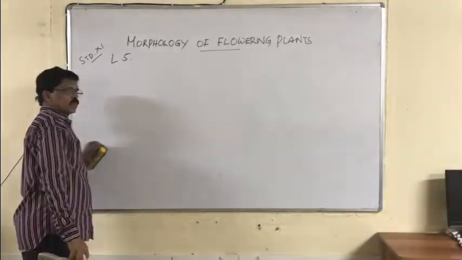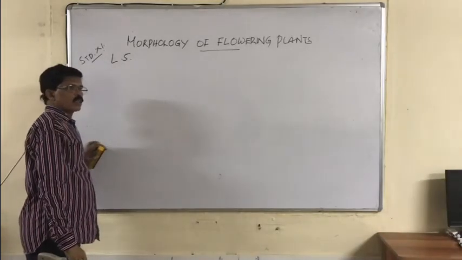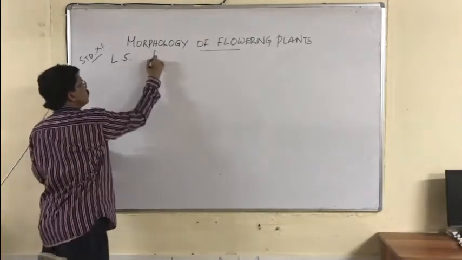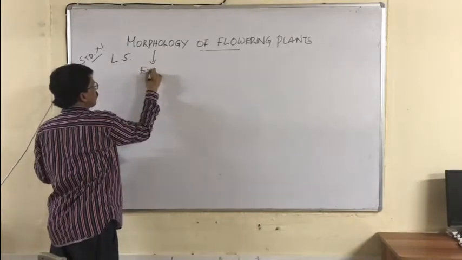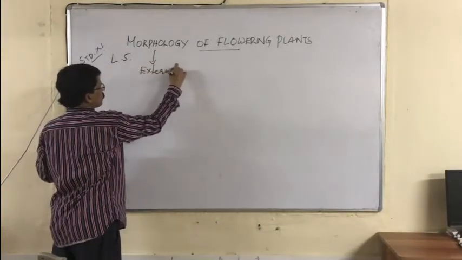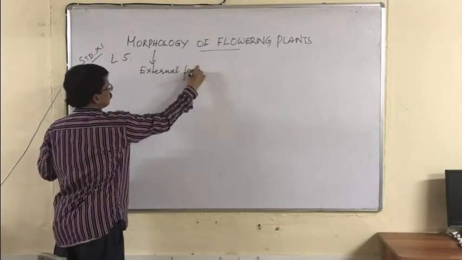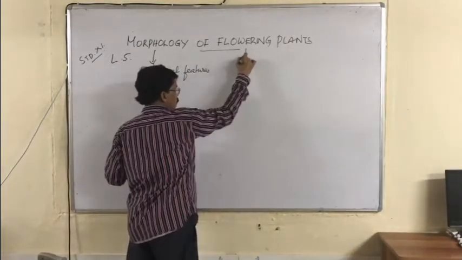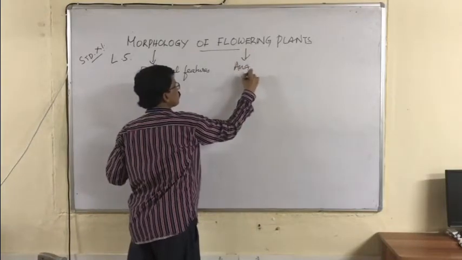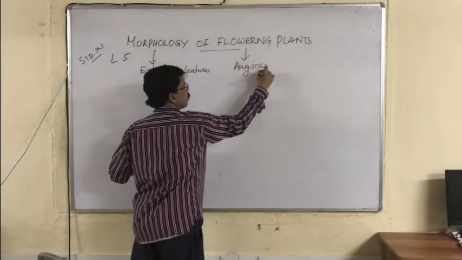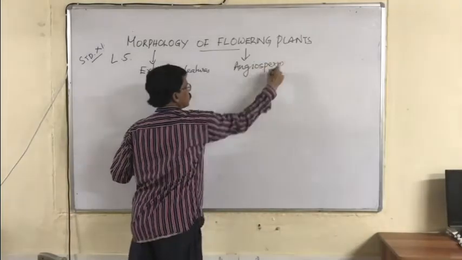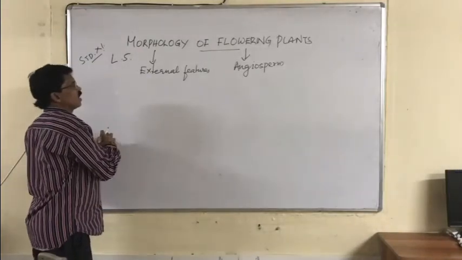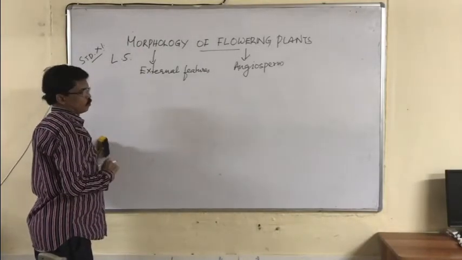Actually, what is morphology? Morphology is the study of external characteristics of organisms, the study of external features. What are flowering plants? Flowering plants are called angiosperms. So, we are going to study the external features or morphology of angiosperms.